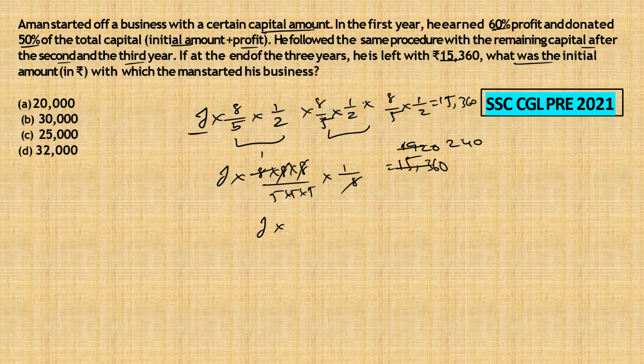The initial amount is 240 into 125. 125 into 8 is 1000. Here it is 8 into 30, that is 125 into 8 is 1000. 1000 into 30, which gives 30,000 as the answer, that is the initial amount. Option number B.